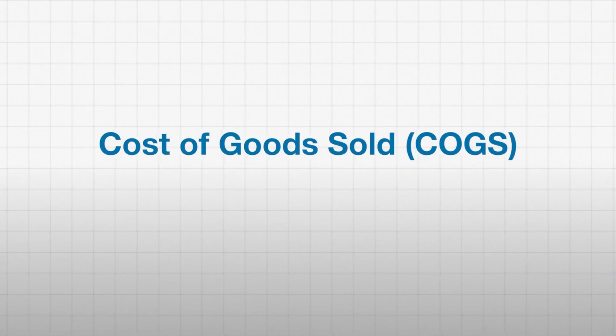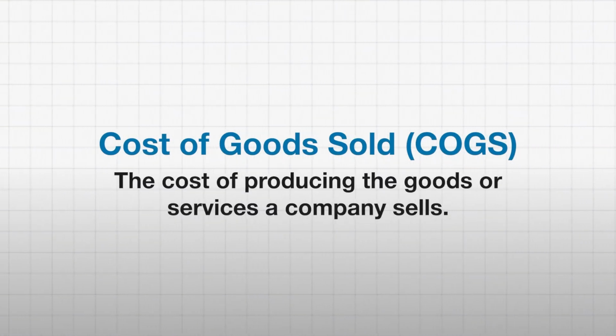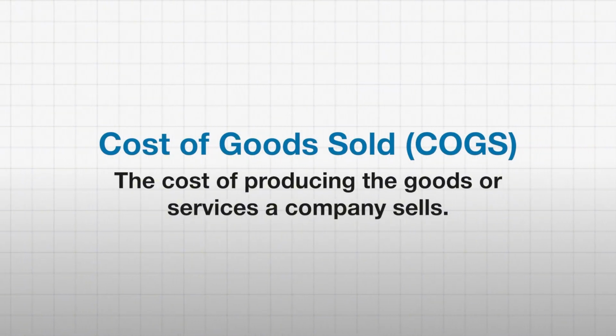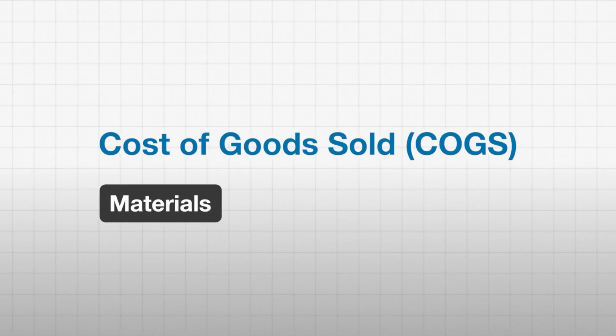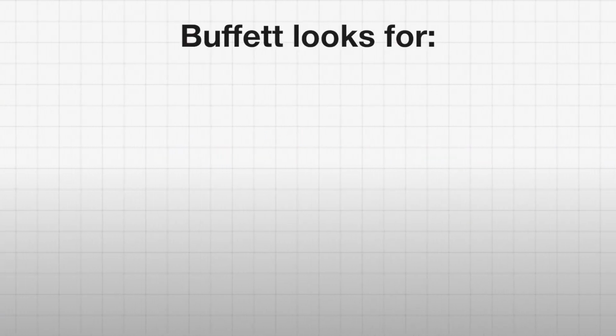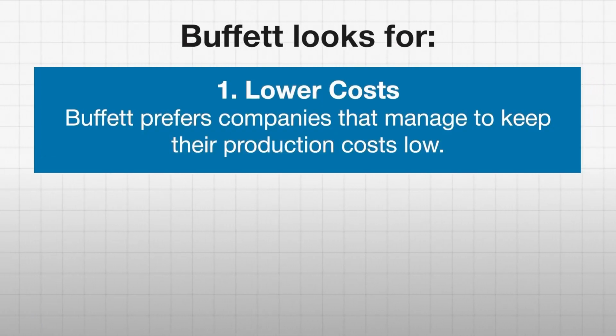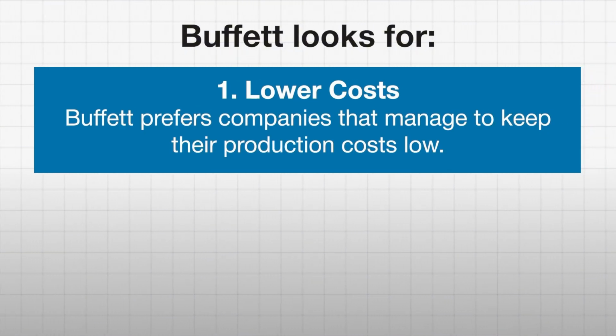But revenue is just the beginning. What really matters is what happens after. The next key figure is cost of goods sold, COGS, which is the cost of producing the goods or services a company sells. It includes things like materials, labor, and production costs. Here's what Buffett looks for. First, lower costs. Buffett prefers companies that manage to keep their production costs low. Lower costs mean higher profits.